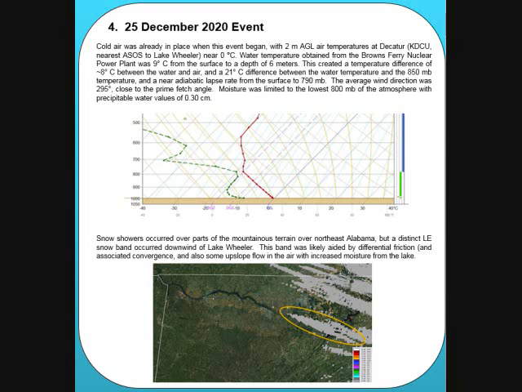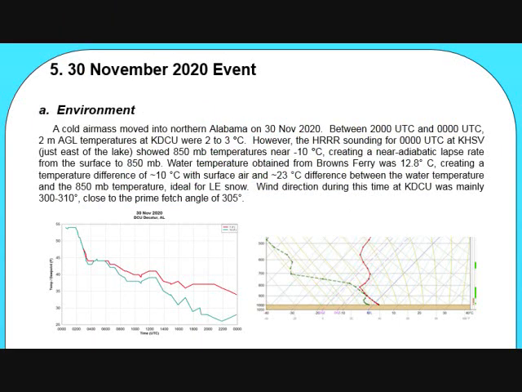The main event we're looking at here is November 30th of 2020. We had cold advection going on here. The cold air mass was moving in. By the time the lake effect snow began after 20Z, temperatures at Decatur were 2 to 3 Celsius. However, again, looking at the HRRR sounding at KHSV, Huntsville, which is just east of the lake, 850 millibar temperatures were near minus 10 Celsius.